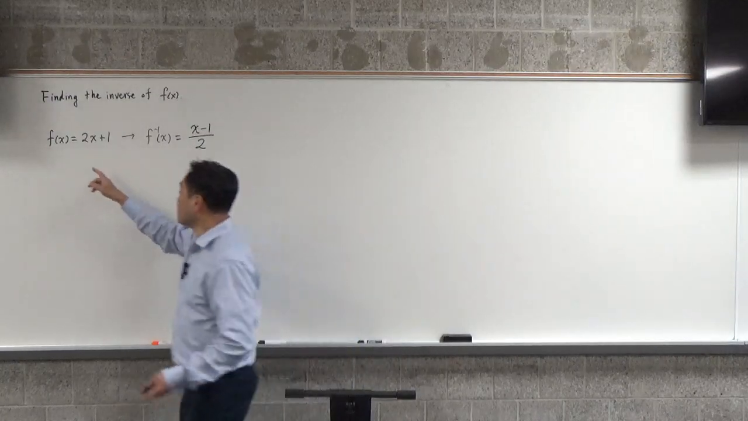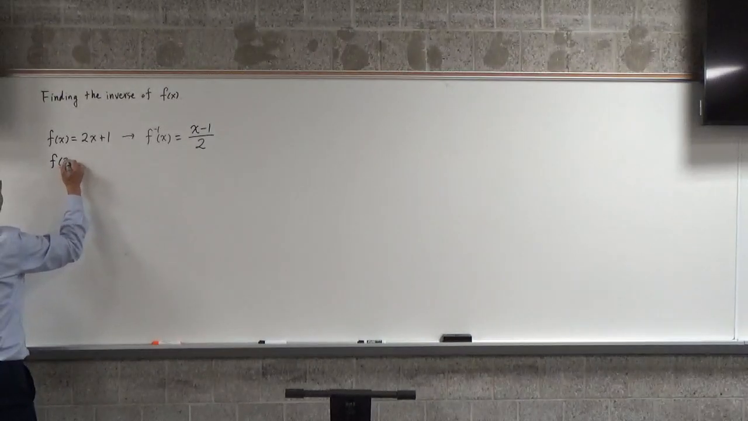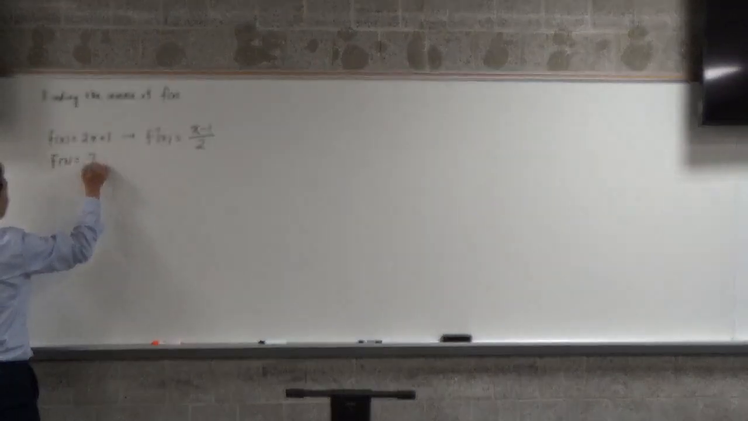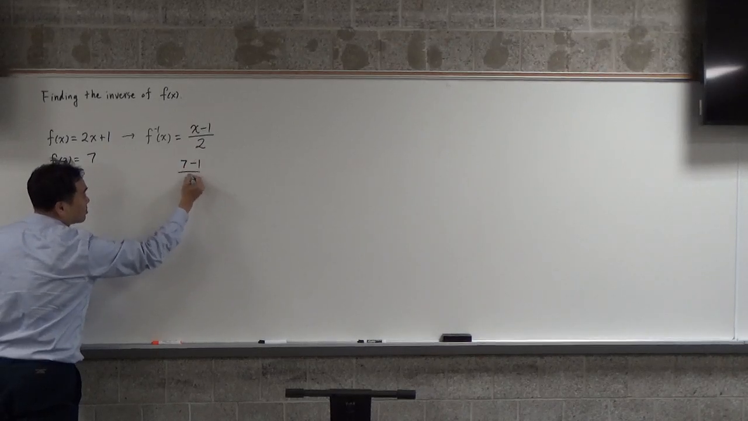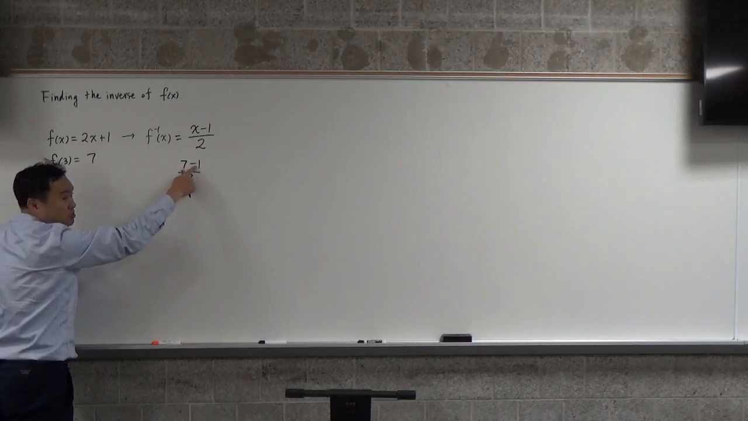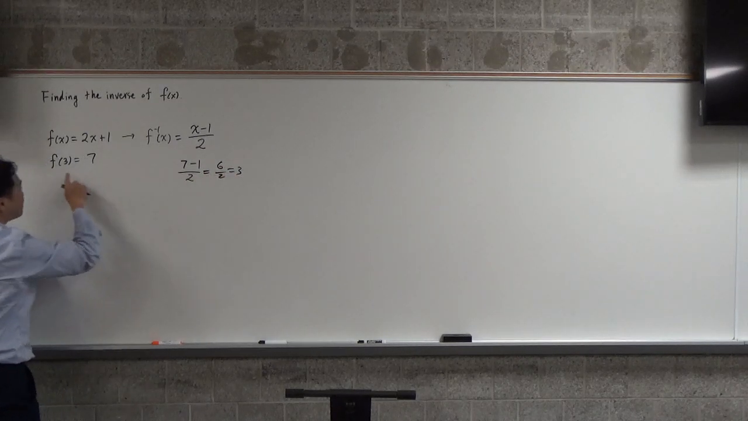So if you plugged in, say, f of 3 equals 7, right? Then what do you get if you plug in 7 into this function? 7 minus 1 is 6. 6 divided by 2 is 3. So it's exactly the opposite.